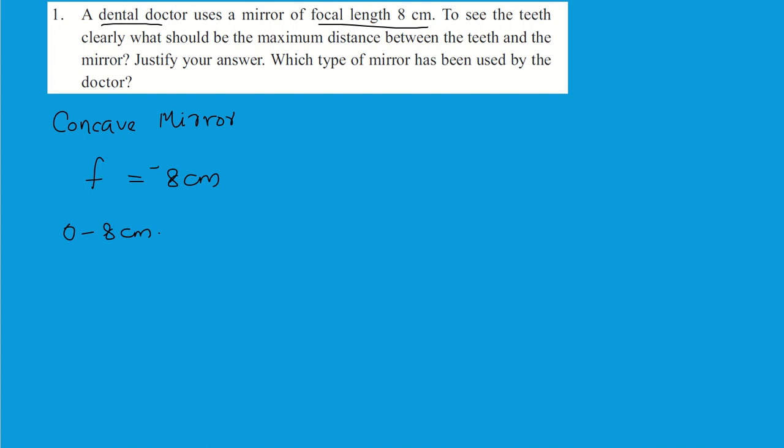If you keep the teeth at 8 centimeter, the doctor won't be able to see the image, because the image is going to form at infinity, which is not possible. So you have to keep it between 0 and 8 centimeters. The maximum distance can be the maximum possible value which is less than 8 centimeters. Then only he will be able to see a magnified image. This is the object position where a concave mirror forms a virtual magnified image. Hope it is clear for you.